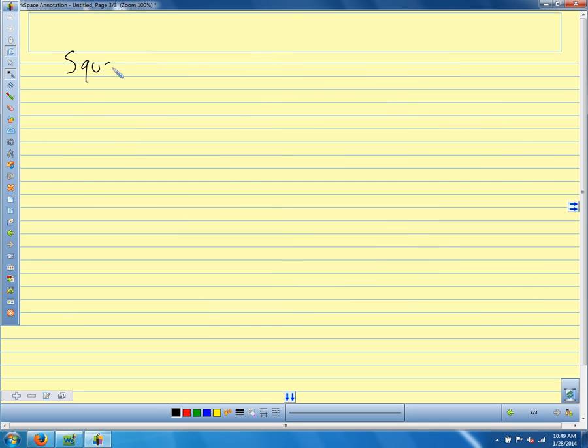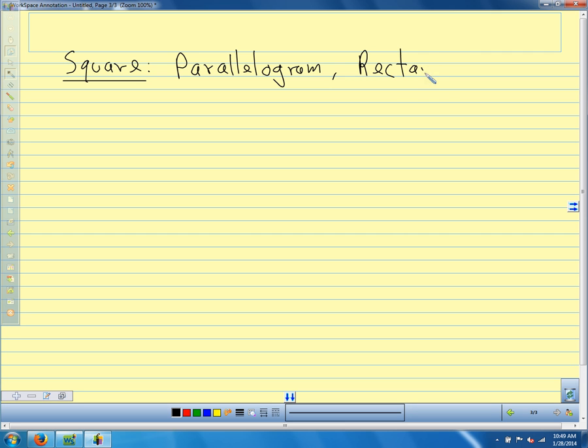Square. Over to the left on your graphic organizer. Or sorry, on the bottom of your graphic organizer there. So square is special. What's special about a square, and the graphic organizer shows this. Square is a parallelogram. It is a rectangle. And a rhombus.